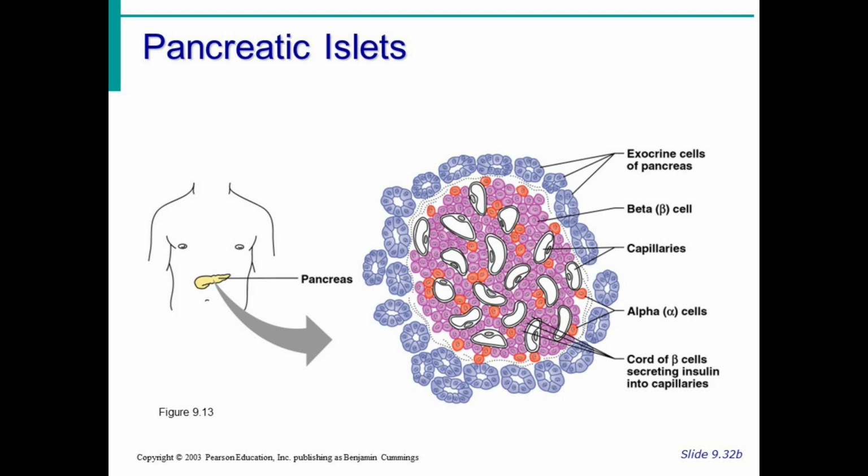The islet of Langerhans is demonstrated by the pink cells in this demonstration, while the purple cells are the exocrine cells of the pancreas. They are the acinar cells that produce digestive enzymes. Inside the pancreatic islets or the islet of Langerhans, it contains beta, alpha, and delta cells.